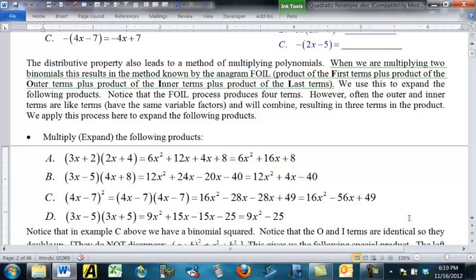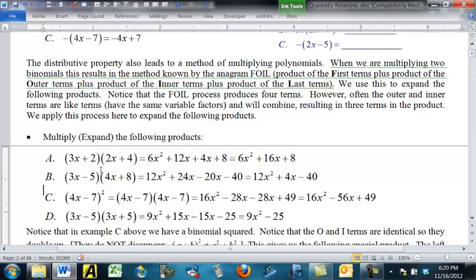F means first term times first term. O means the product of the outer terms. The I is the product of the inner terms, and L is the product of the last terms. So put that into play here. (3x plus 2) times (2x plus 4). First times first gives you 3x times 2x, which is 6x squared. That's the F. The O is the outer two, the 3x times the 4, which is 12x. The I stands for multiply the inner two, 2 times 2x, which is 4x. And the L is the last times last, 2 times 4 is 8.